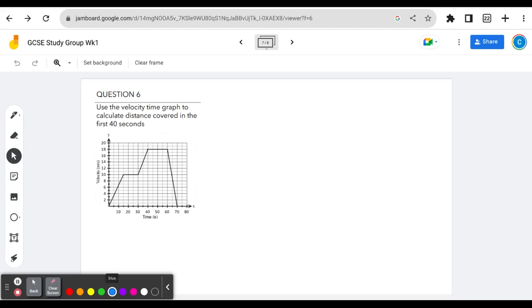Question 6. What we need to understand here is that in a velocity time graph, the distance is represented by the area under the curve. Or line. I'll say the area under the graph. Okay, so it says, what is the distance covered in the first 40 seconds?